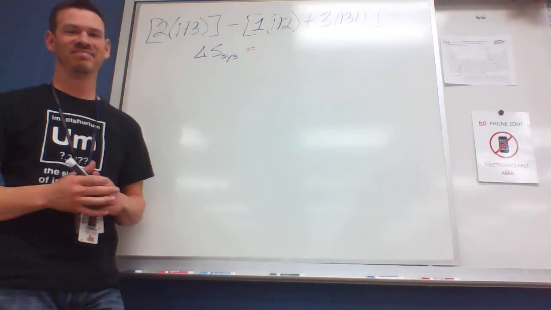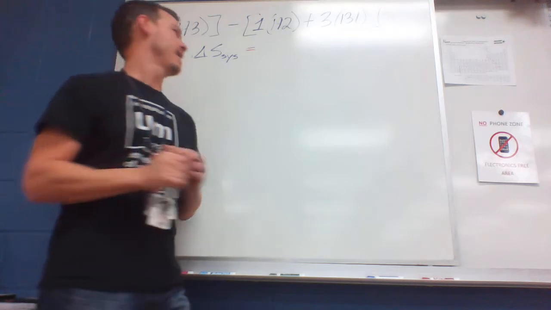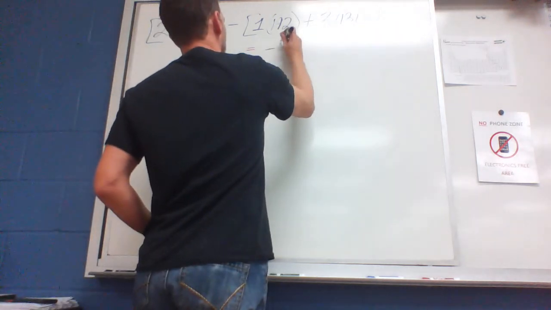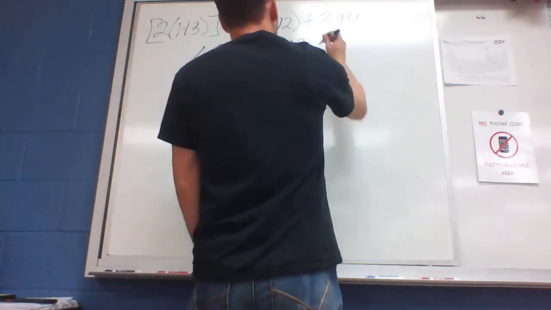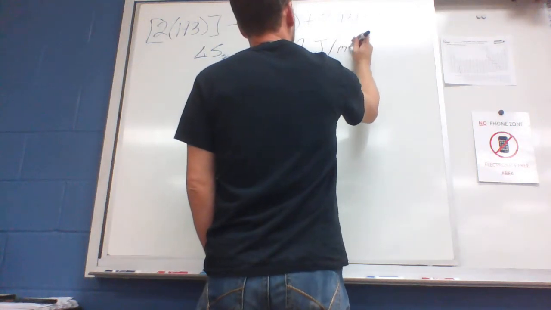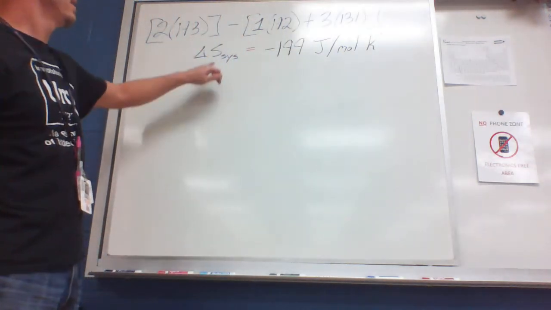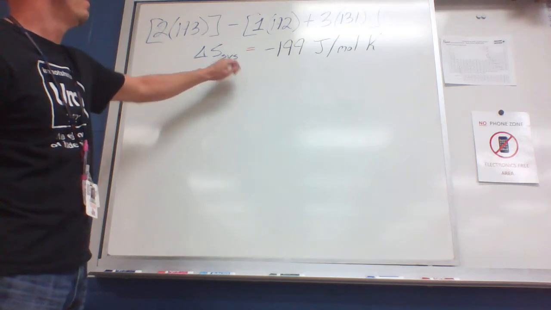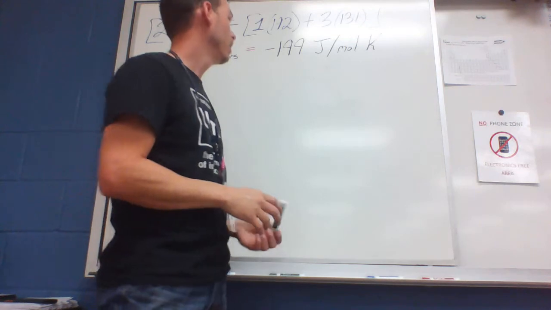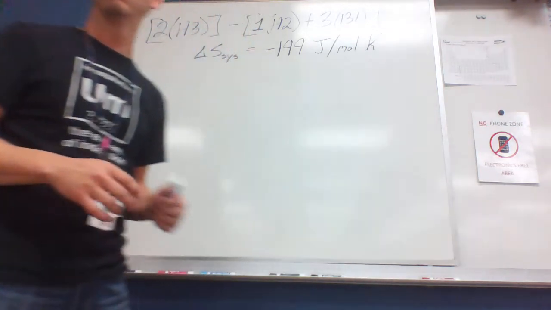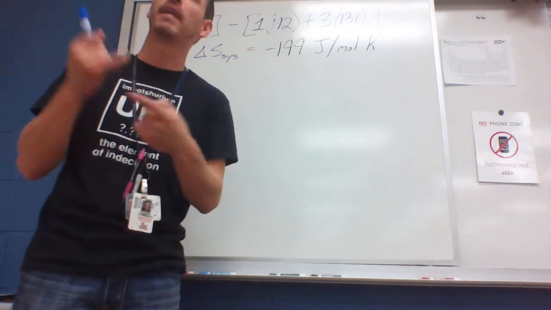When you do that, that's how I get negative 199. Do you? Yes. So that'd be negative 199 joules per mole Kelvin. And that is my entropy of the system, just like it wanted us to find. So far, nothing new. That was just Big Mama, because you use Big Mama when finding the entropy of the reaction.